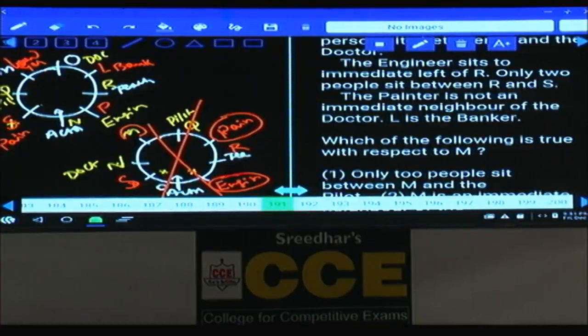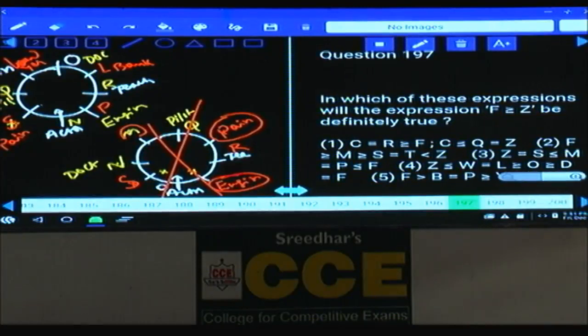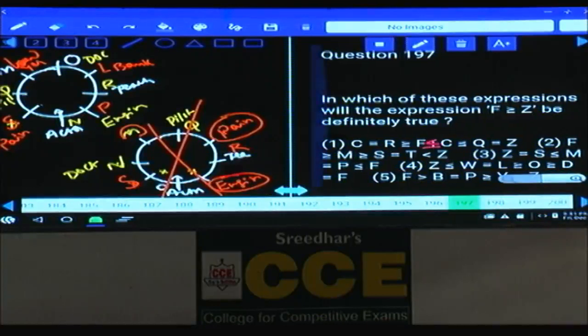Then write down this one. Then question number 197, F greater than or equals to Z. 197 is based on coded inequalities. F greater than or equals to Z. Now between F and Z, tell me which element is common here? C. C greater than or equals to F, that is F lesser than or equals to C.